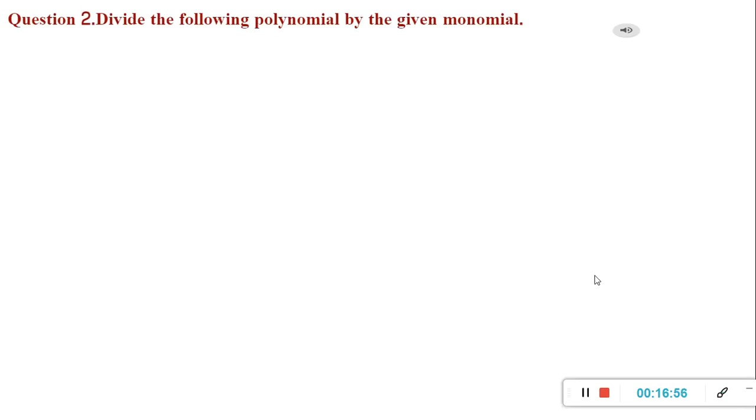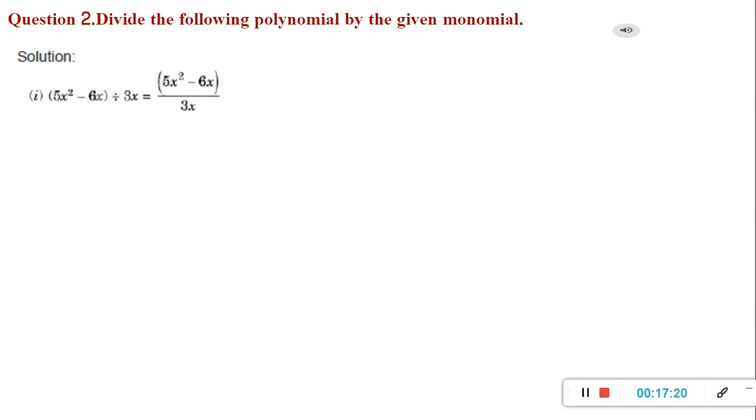Now let's do the second question. That is, divide the following polynomial by the given monomial. Our second category, that is polynomial divided by monomial. So the first question is 5x square minus 6x divided by 3x. This one we already did in an example, and here we are doing it by another method. Means we are taking the common factor out and cancelling the numerator and denominator in a simple way.